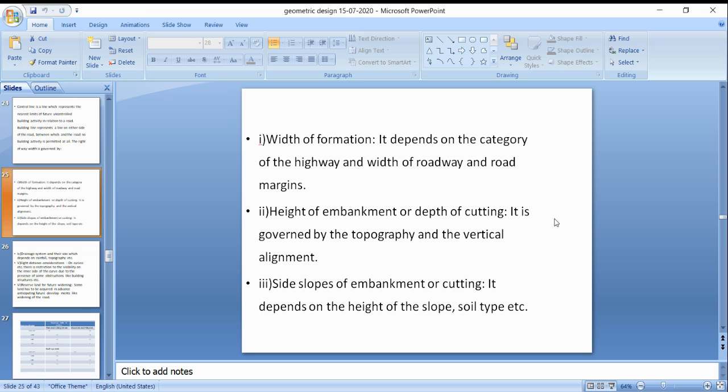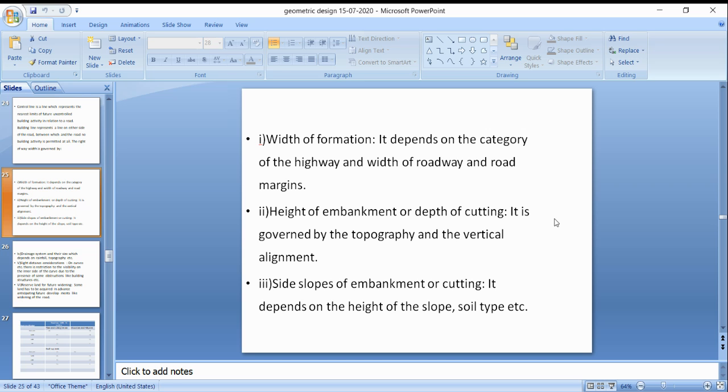Next comes the width of the road. Which type of road: a single lane or two lanes? Width of the roadway and road margins also affect that. Road margins are nothing but the shoulders, you can say. Those are also important, as are parking places. Next, height of embankment or depth of cutting. It is also governed by the topography and vertical alignment. So how much cutting and how much filling is to be done is also an important factor.